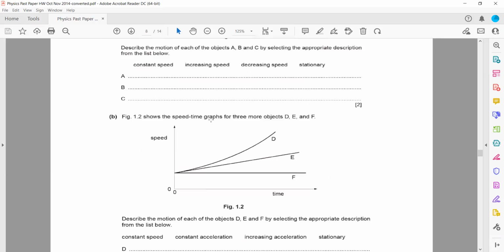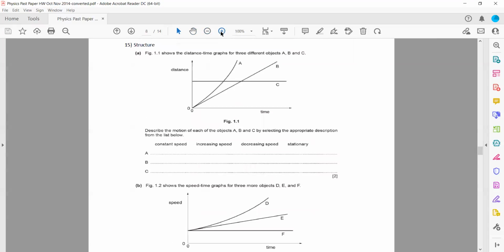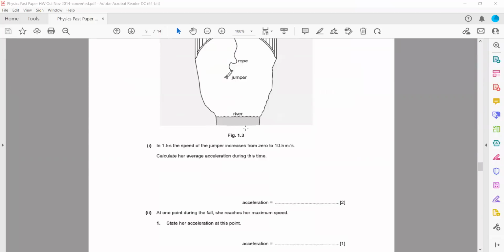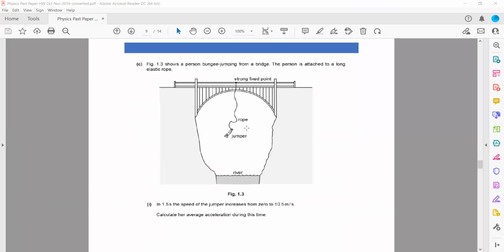Then page number 8, any doubt? Page 8. This is just straightforward graphs. In a distance-time graph, the slope represents speed, and in a speed-time graph, the slope represents acceleration. Then page number 9, any doubt? On page 9.